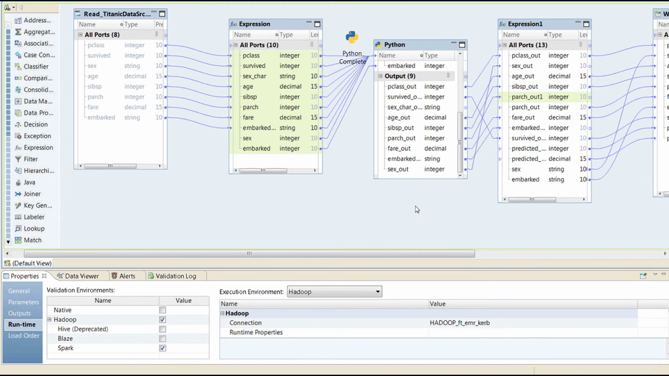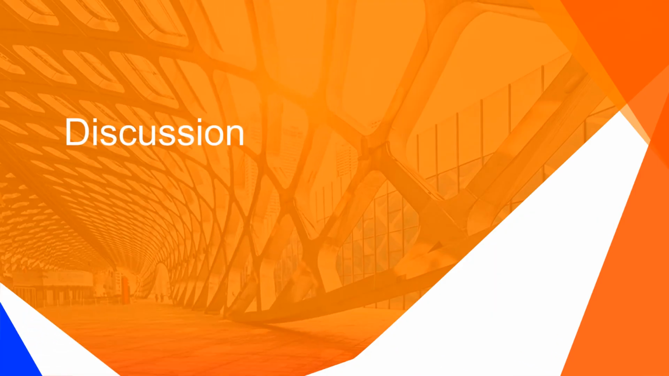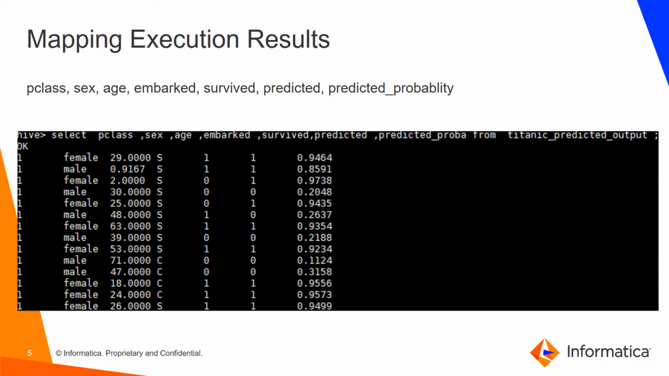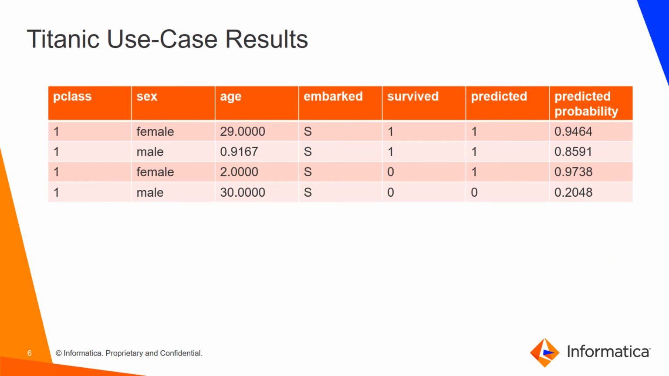Once you've completed these operations, you can go ahead and run the mapping. Next, we will talk a little bit about the output from the mapping execution. This is a sample of the output from a prior execution of the mapping. Here, I'm only querying the Hive table where the results of the mapping are saved.